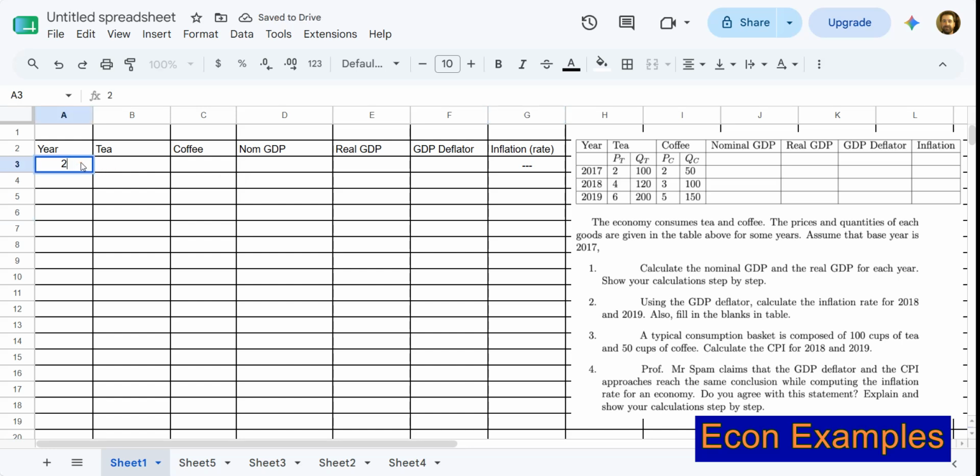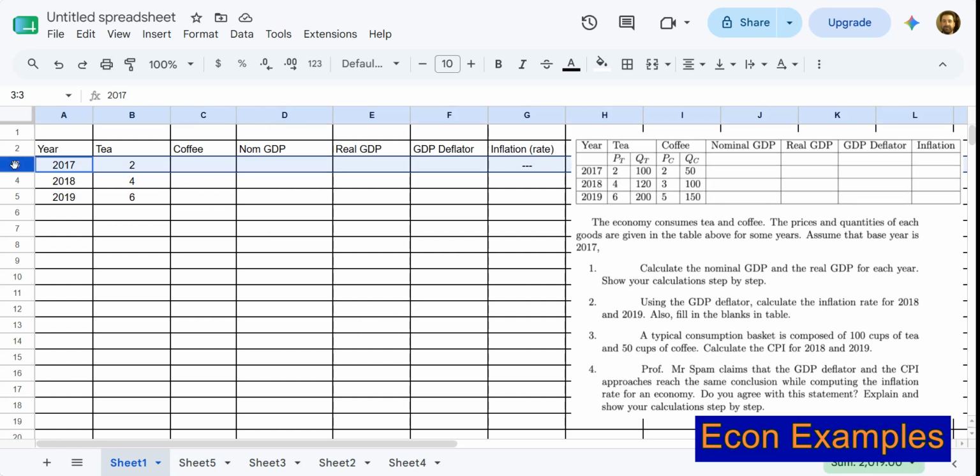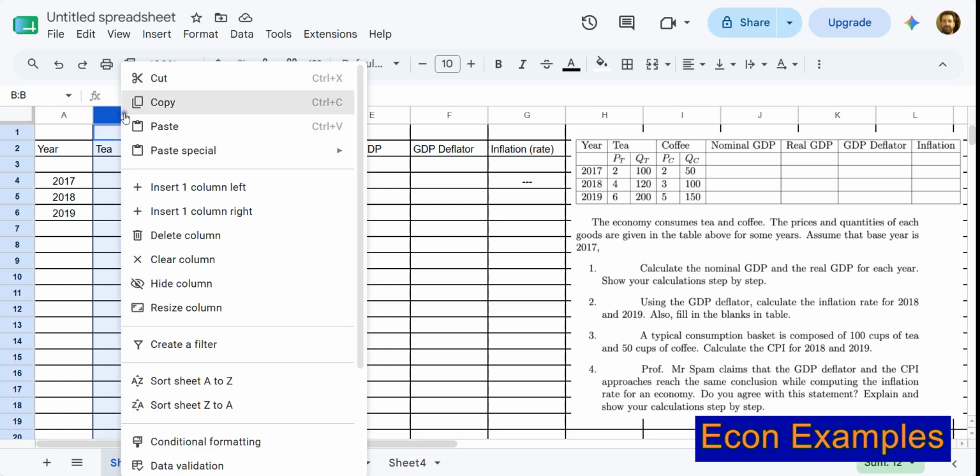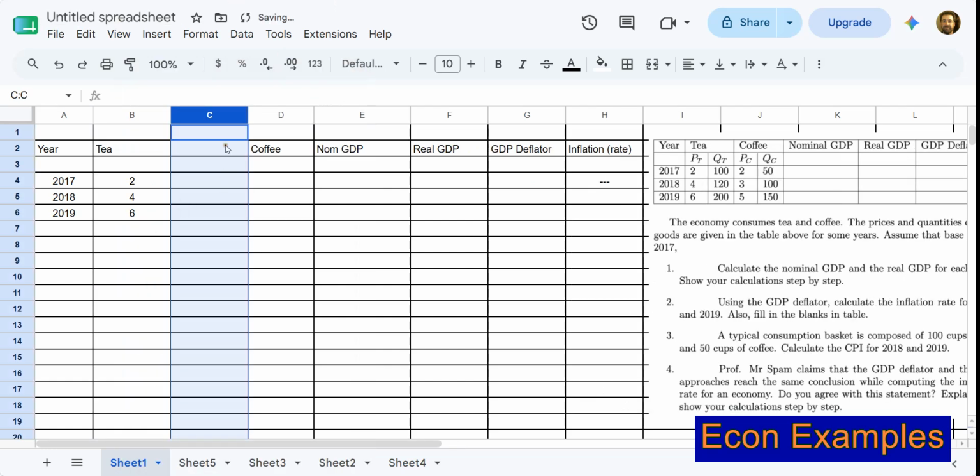Then I went to years. I went 2017, 2018, 2019. Okay, and then our prices 2, 4, 6. Oh, looks like I need to add something here underneath T. Okay, so I want the price of T and then the quantity of T. And I want the same thing with coffee. So I guess I didn't notice that when I did this initially.